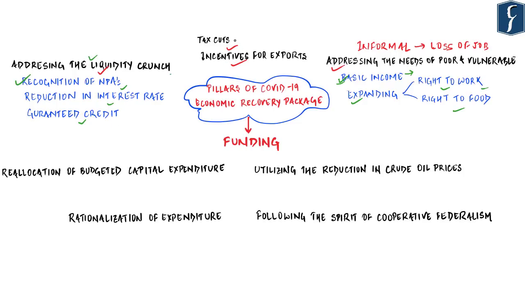The author also talks about tax cuts. Now, according to the author, the government should declare tax cuts in order to provide relief to individuals and companies. Similarly, the incentive for export is very important and hence the government should devise an appropriate incentive scheme for exports and services sectors that have been devastated by the impact of COVID-19.